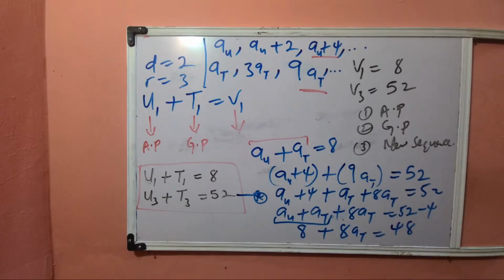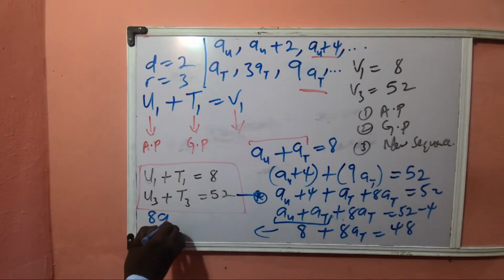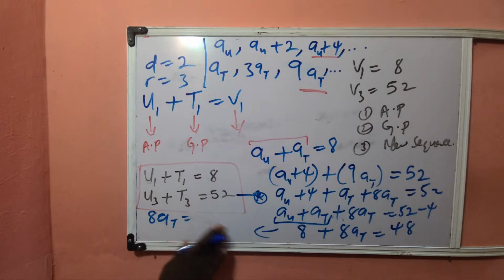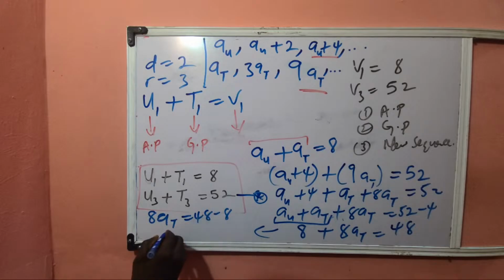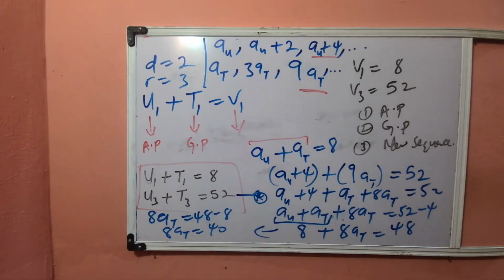And sorry, let me continue it right here. I'll continue it here. So I have 8 plus 880 equals to 48, so 880 is equals to 48 minus 8. That means 880 will be equals to 40. And I can conclude my 880 now. Let me write that here.